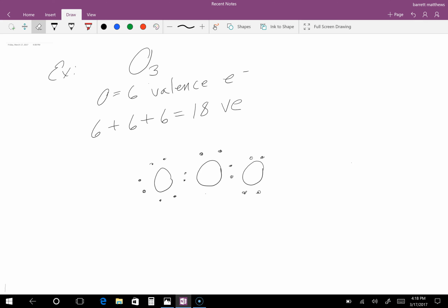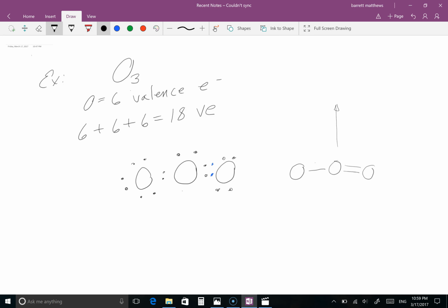So, I'm going to remove the 2 here, then I'll change color so you can see it, and I will move them to here between the central oxygen and this outside oxygen. Now, the middle oxygen has 8 electrons, and this is what it would look like. It can also be written with the double bond on the other side. So either way is technically correct.